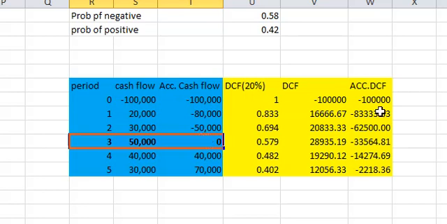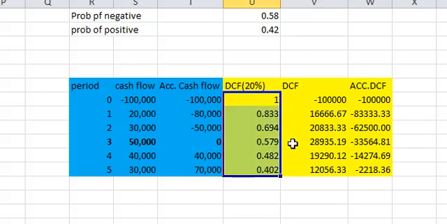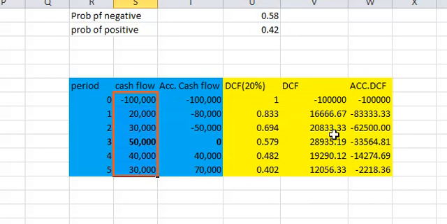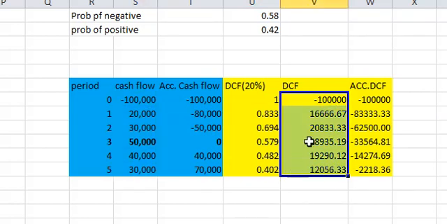Now, if you turn this to a discounted payback period, the first step is to discount your cash flow. And remember, our discount rate is 20%. So we get the discounting factors of 20% for these 5 periods. We get the discounting factor, then multiply by our cash flows. So we get these cash flows. Now we get what are called the discounted cash flows. These are discounted cash flows.